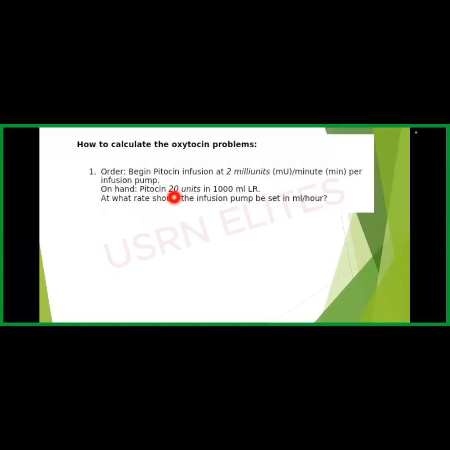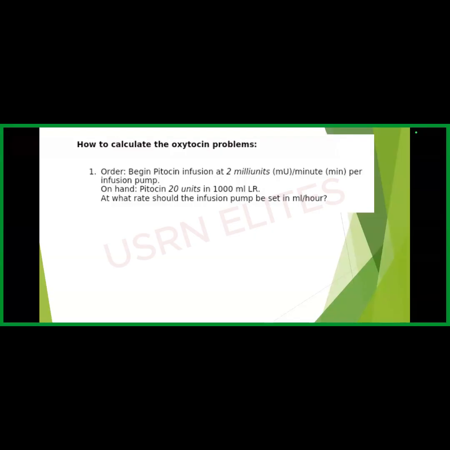You've been given units in 1,000 mils, but what has been prescribed here is milliunits. So that is one thing to change. Then whatever is going in is per minute, but you are supposed to leave your answer in hour. So this is the inspection thing I keep stressing. If you miss any one of it, the whole calculation will be wrong. All right, so let us begin.